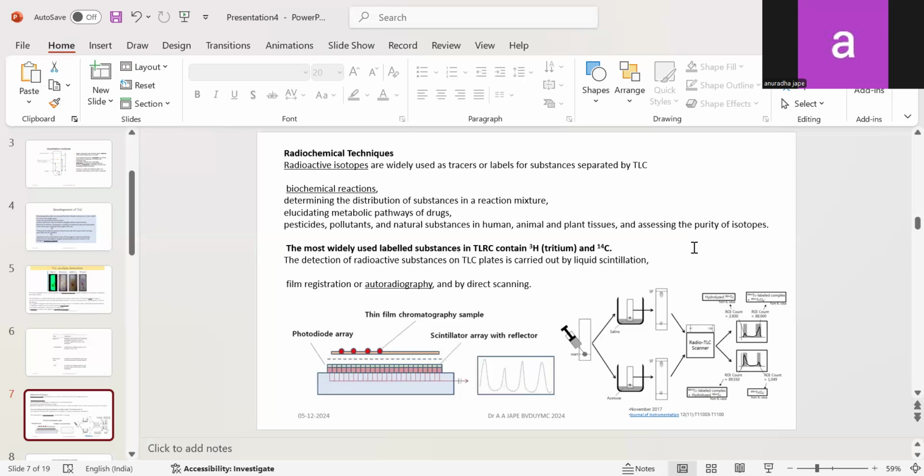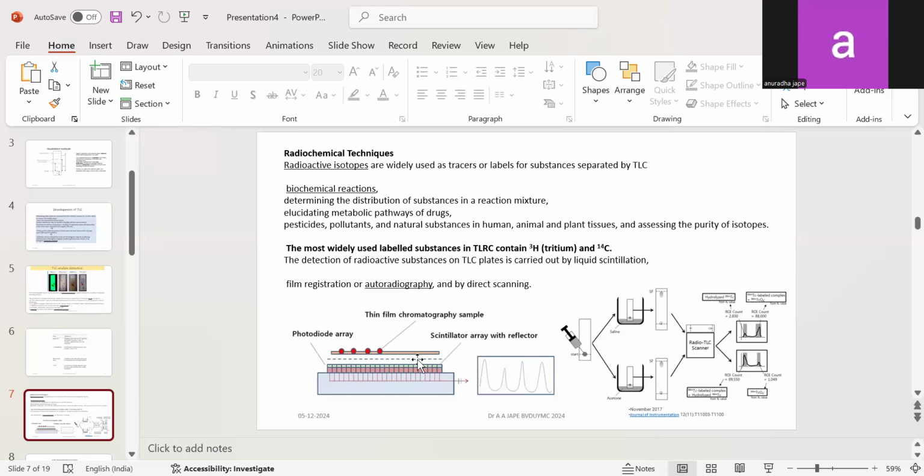So, for the detection of radioactive substances on a TLC plate, liquid scintillation is one of the methods that is used. Now, the second method is autoradiography. And third is the radio TLC scanner, which is the instrument used based on either of these principles. Now, in this diagram, as you see, the scintillation array with the reflector is there. The TLC plate is kept on this, and the photodiode array is one of the labels here. Now, whatever emissions are given by the radioisotope, which is present along with the analyte here, will hit these sensors.